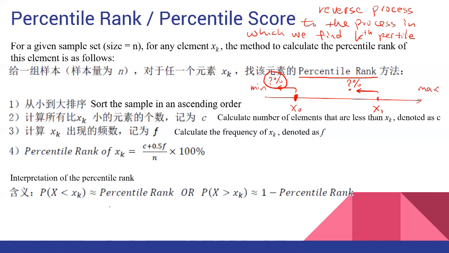And then finally, let's look at how to interpret the percentile rank of any given element. The percentile rank of any given element means that if we randomly choose an element from the sample, the probability of this element being less than this given element is the percentile rank of this element. Please write this down in your notebook, and we'll use this process to do an example.